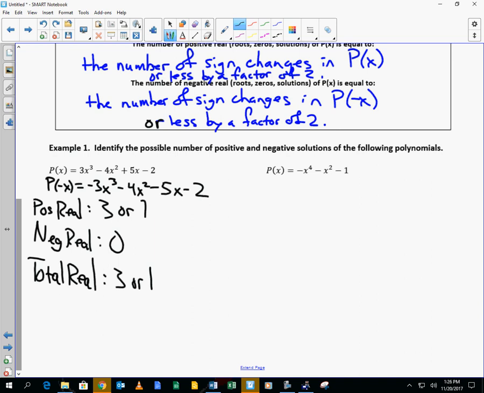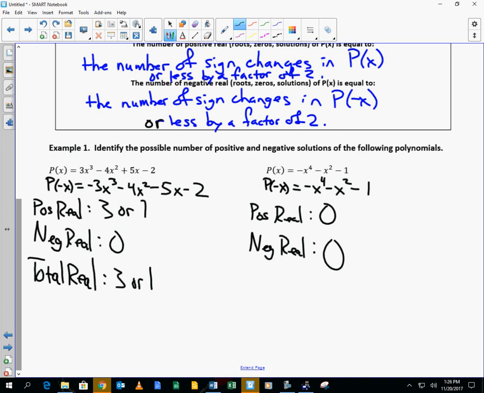Okay. P of x equals negative x to the fourth minus x squared minus 1. So positive real. How many sign changes do you see? 0. So there are no positive real roots. How do I compute negative real? Well, I get negative x, and P of negative x is going to be equal to... Did anything change? Nope, it didn't. And so as I look at this, I have no sign changes in P of negative x. So how many negative real? 0. So how many total real do I have? There are none.